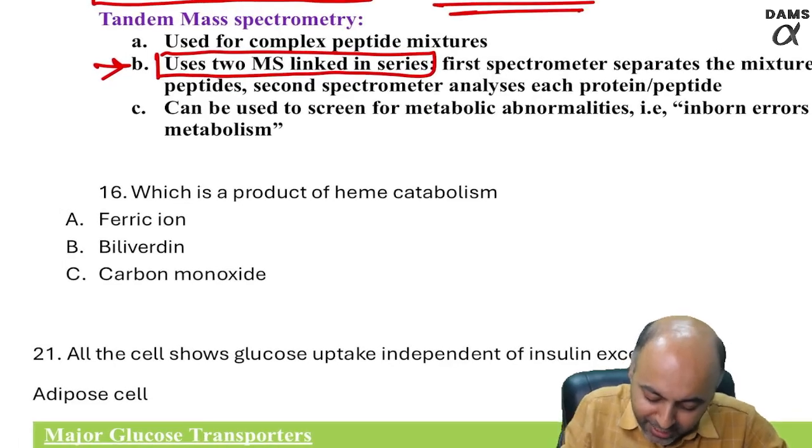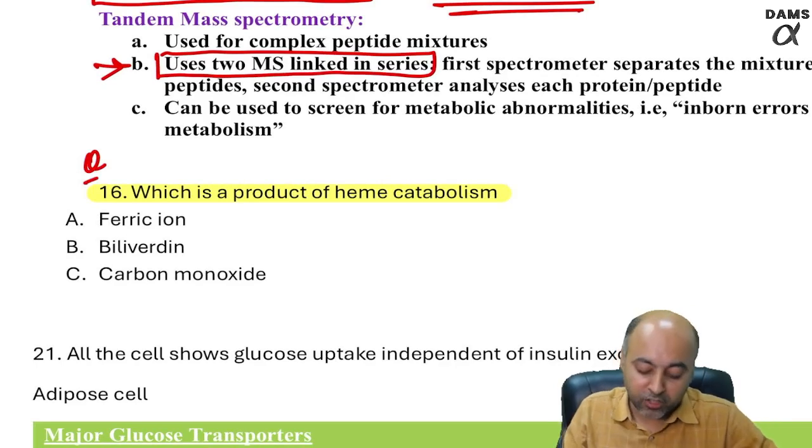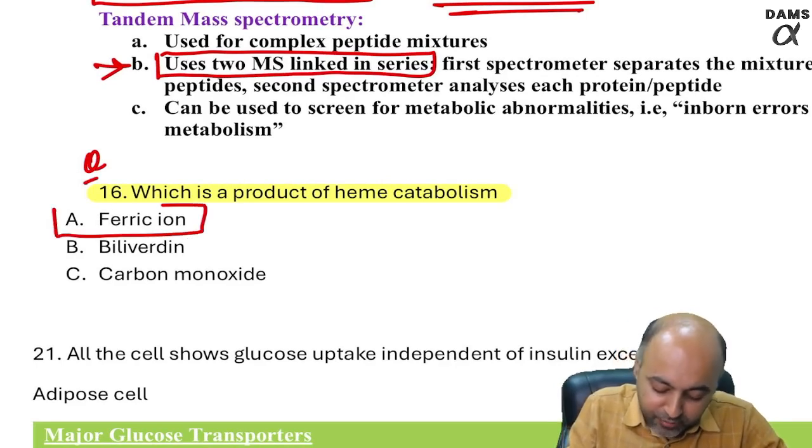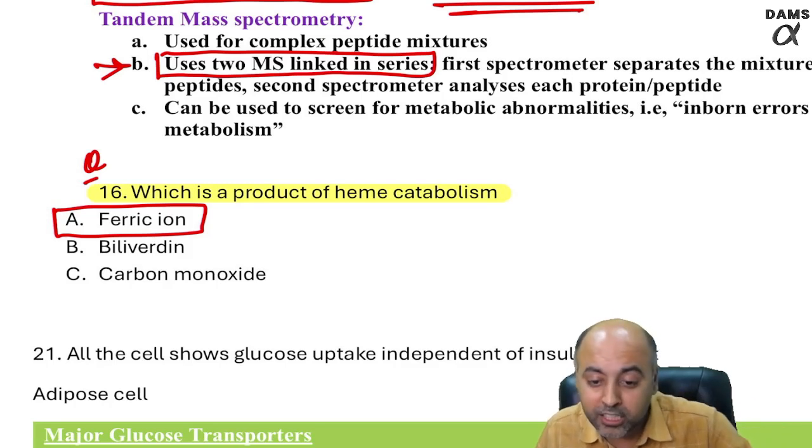Now, heme catabolism, repeatedly the question is coming. You have to remember three products coming out from the heme catabolism. First is ferric iron. When you synthesize, you use ferrous iron, but when there is breakdown, at that time you are getting the ferric iron.